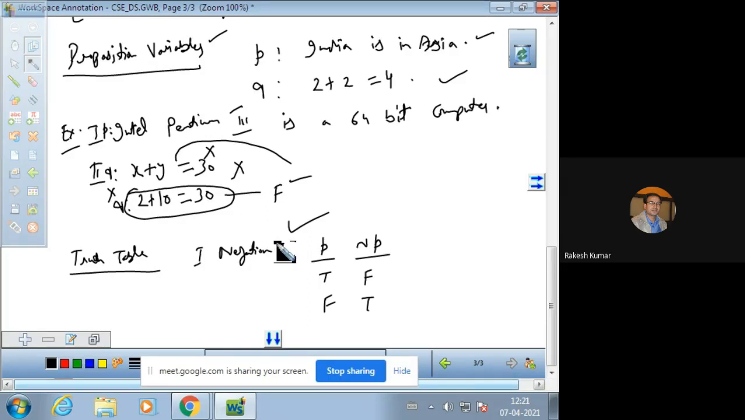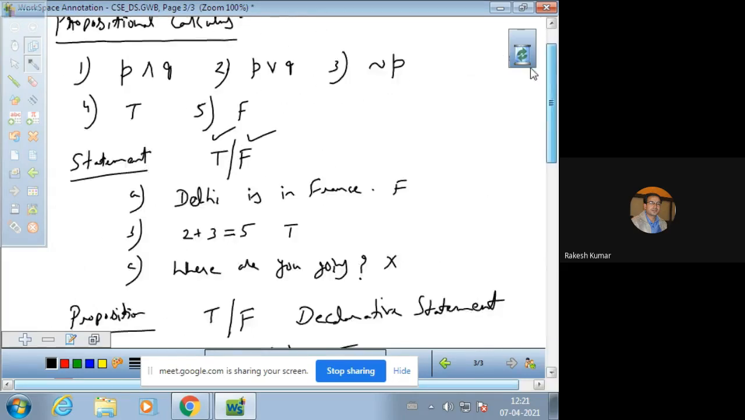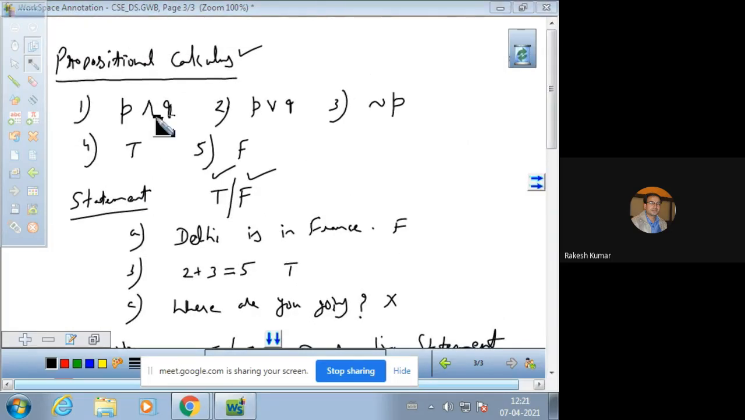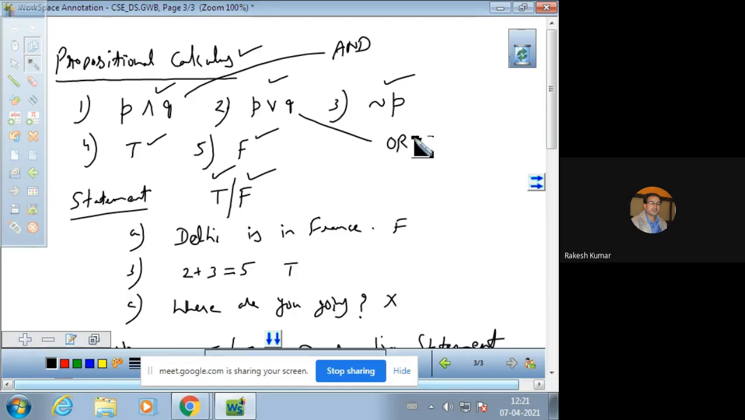This is very important. These are fundamental connectors, as we discussed at the start of our class. Prepositional calculus contains conjunction, disjunction, and negation. It has true values or false values. Conjunction stands for "and": P conjunction Q stands for and. P disjunction Q stands for or. Remember this.